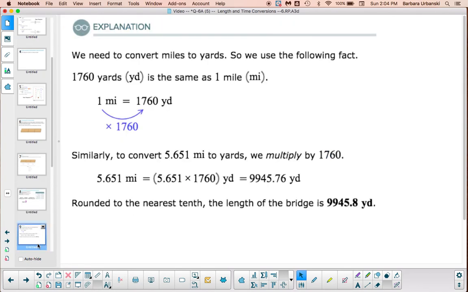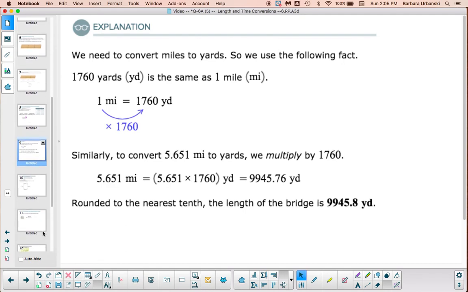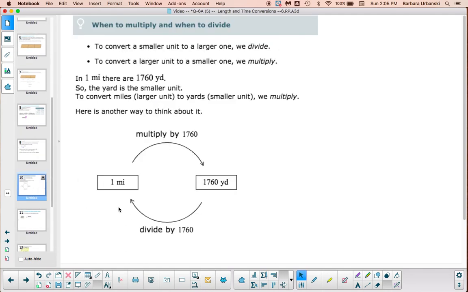Here they have another way if you did not want to use a ratio or a proportion. If you know that you are multiplying by 1,760, you would do the same with the second number with miles, and come up with your answer. Again, you'd be looking at the hundredths place, which is 5 or more. That would be rounding up. Little something to note. When you are converting a smaller unit to a larger one, you divide. So small to big, divide. Large to small, multiply.